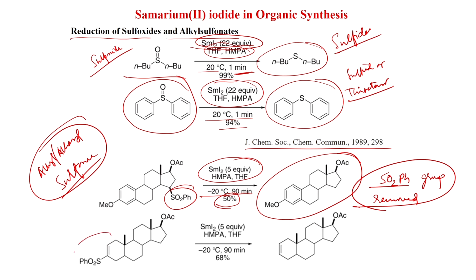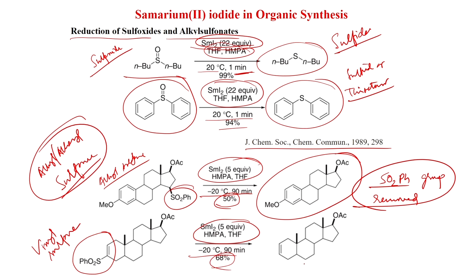And here this vinyl sulfone is there. So, this is alkyl sulfone and this is vinyl sulfone. So, in vinyl sulfone also with samarium iodide 5 equivalent, HMPA THF, minus 20 degree centigrade, 90 minutes, 68% yield of this compound is obtained. This was published in Tetrahedron Letters 1991.